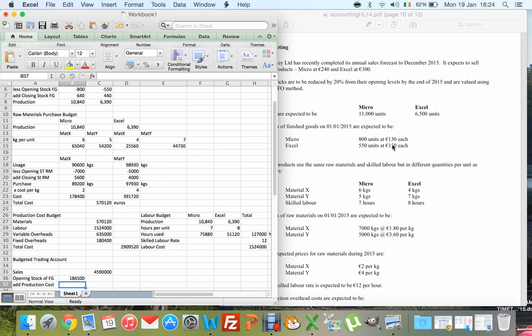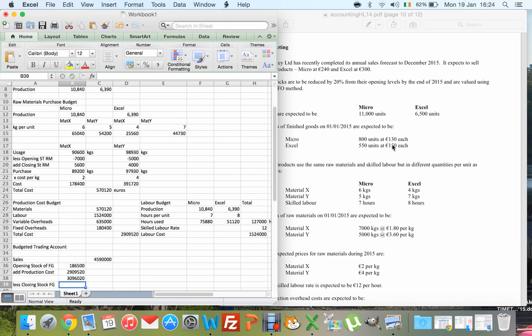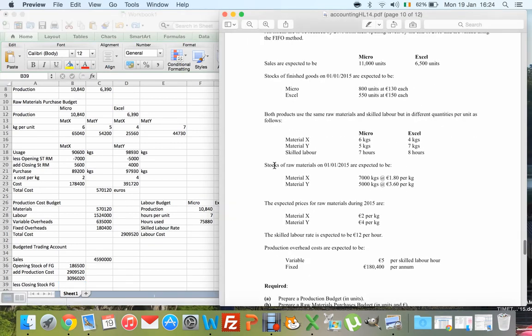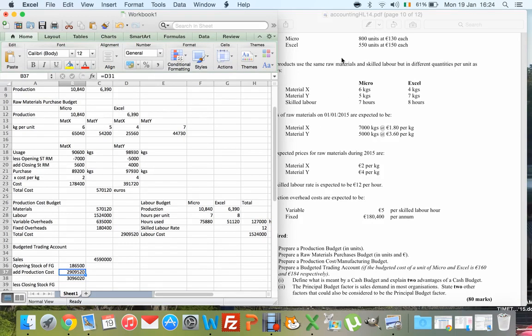That's my opening stock. My production cost, already worked that out. So the figure I get up here, add those two together. My closing stock. Now, what does it say down here? So stock at the beginning of the year, stock at the end of the year, production overheads. Now, the budgeted cost of Micro and Excel is 160 and 184, and that's for the ones that are left over. So the amount of ones that are left over, if I go up here, this is my opening stock. I'm going to have 20% less than that. So I had 640 and that was 440.